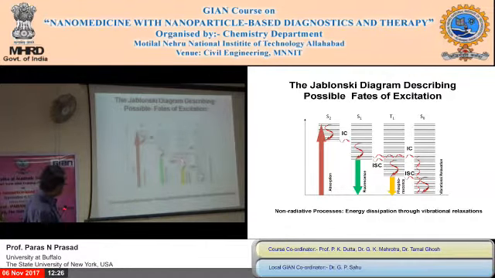So this manipulation is very important, and you can manipulate through chemistry and physics. You need to understand the physics, and then you design and synthesize your materials for maximizing one effect. And this diagram is called the Jablonski diagram, after a Polish scientist, very famous.